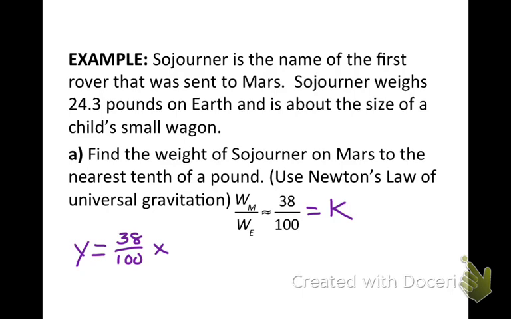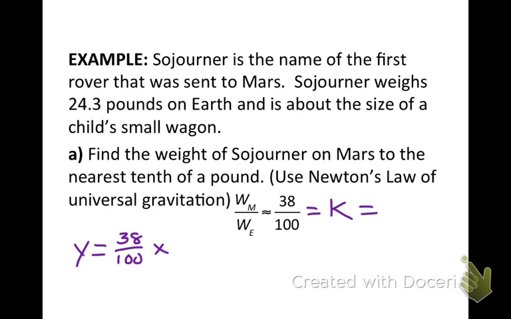So now it says that it weighs 24.3 pounds on Earth. Okay, well the subscript of m stands for Mars. Subscript of E stands for weight on Earth. So if I'm doing it for 24.3 pounds on Earth, is that going to substitute in place of x or y? X. Why is it x, Avery? You're correct.